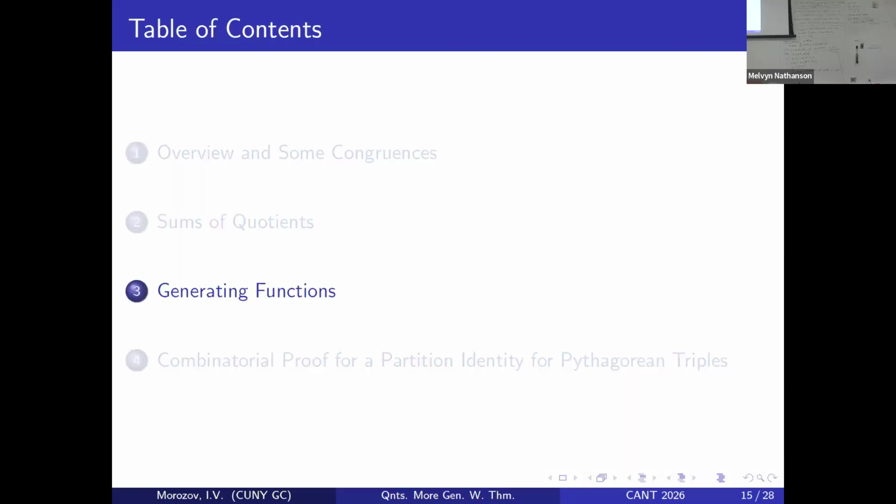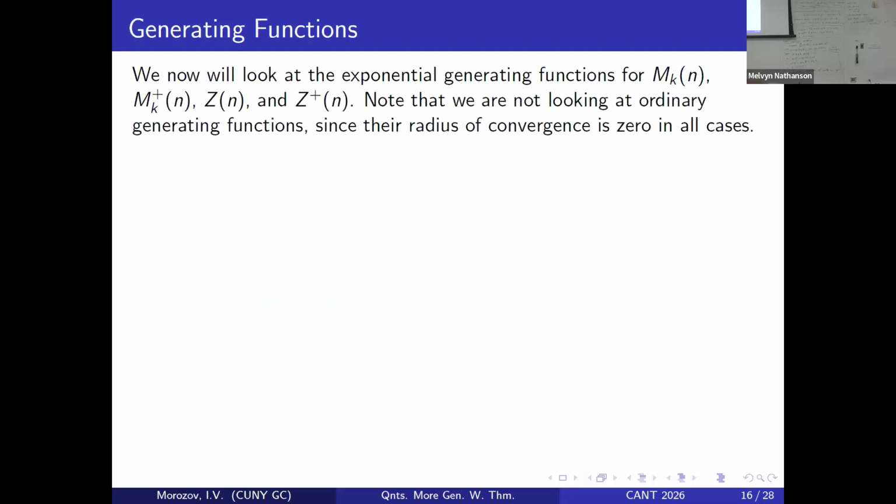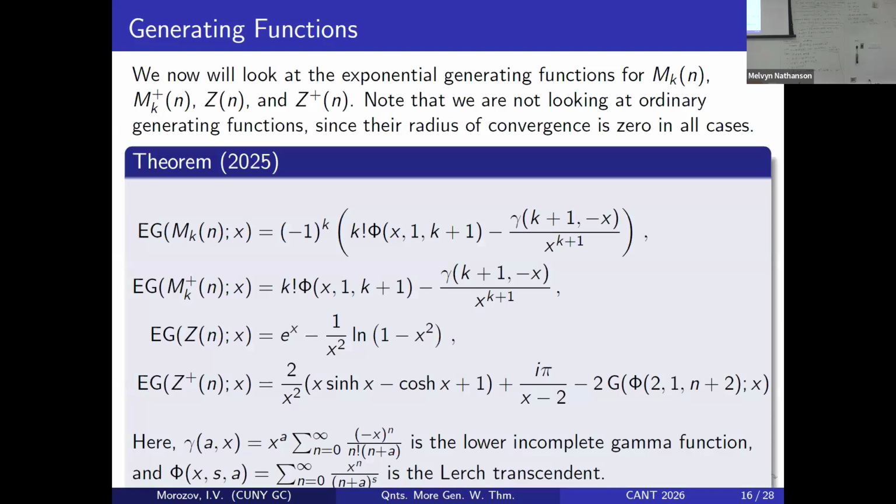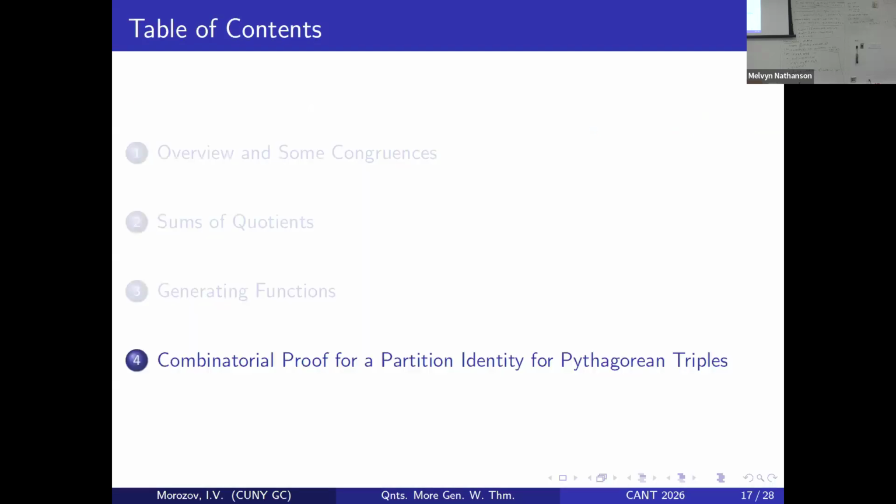And I'll just show generating functions, the exponential generating functions. They are not ordinary because their radius of convergence is going to be 0. They're not going to work. So there they are. They use a lot of special functions, like the lower incomplete gamma function and the Lerch transcendent. And this one for the z plus of n uses a lot. It even has a generating function of a Lerch transcendent inside the generating function.